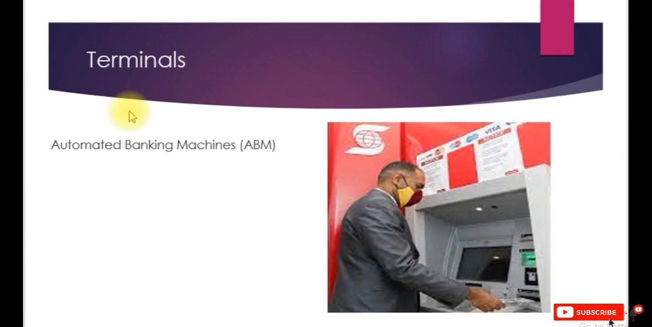And finally, near the end, we have terminals, and a terminal would be, for instance, something like an ABM machine. That's an automatic banking machine. Now, I should say that where ABM is concerned, it has both input and output devices. The output device here would be the screen that you're looking at, and they also have an embedded printer. So the printer is what prints the receipt. There's also audio that is produced by an ABM.